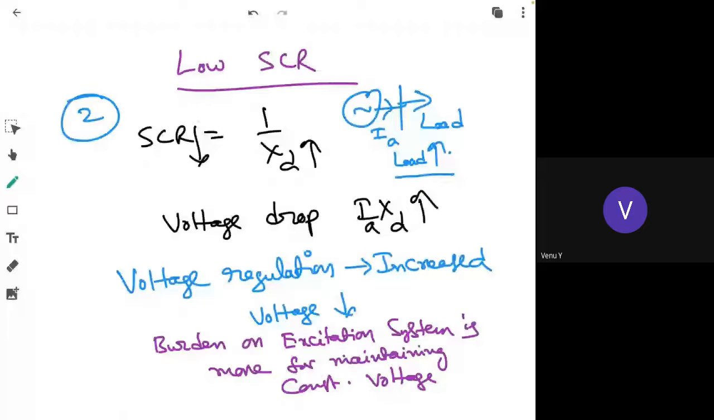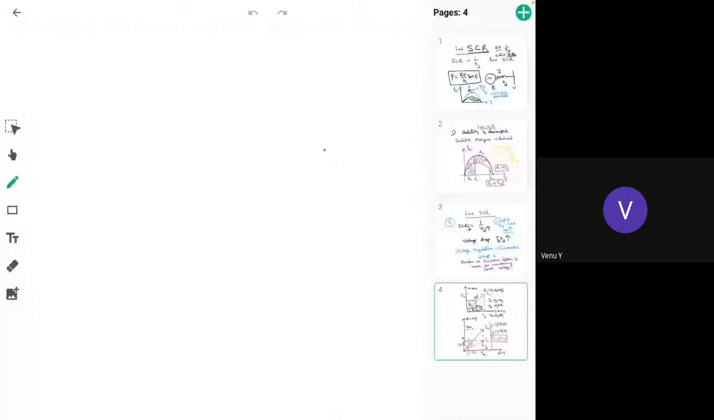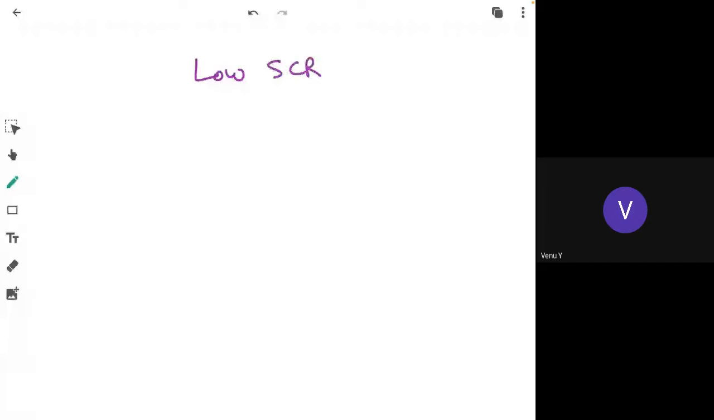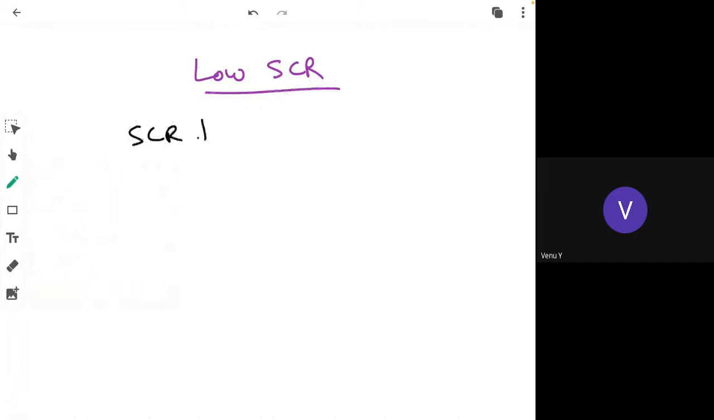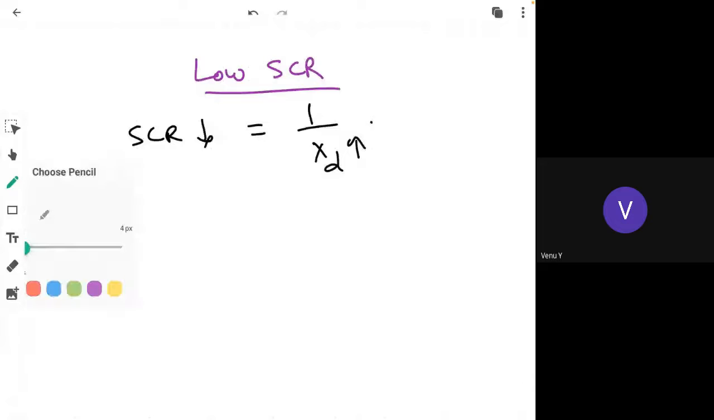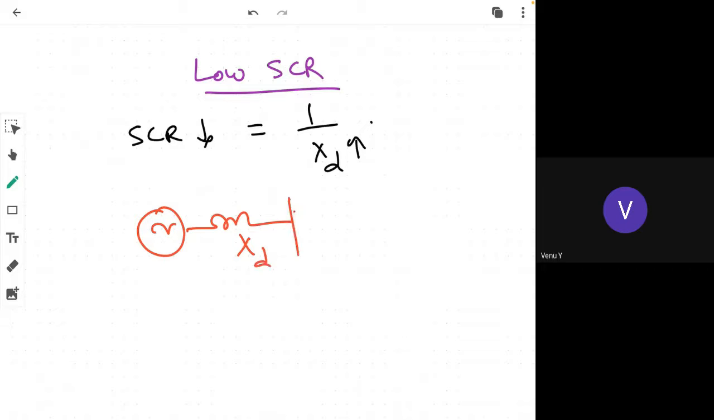So coming to the third point, low SCR. SCR is low, that is 1 by XT, so XT is high. When XT is high, suppose the generator is feeding the load. So this is the load, this is the current I, this is the generator voltage E and V. When a fault occurs at a particular bus, what happens?